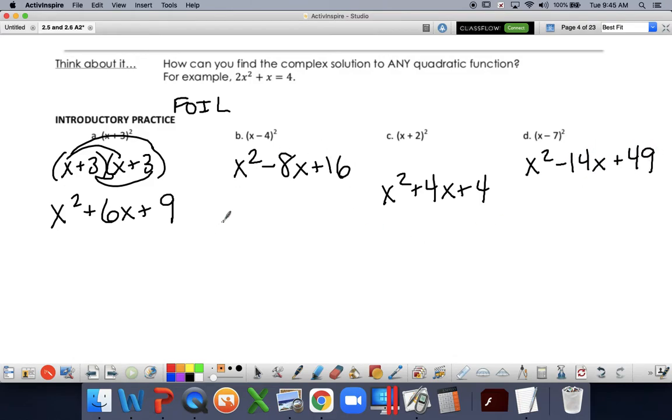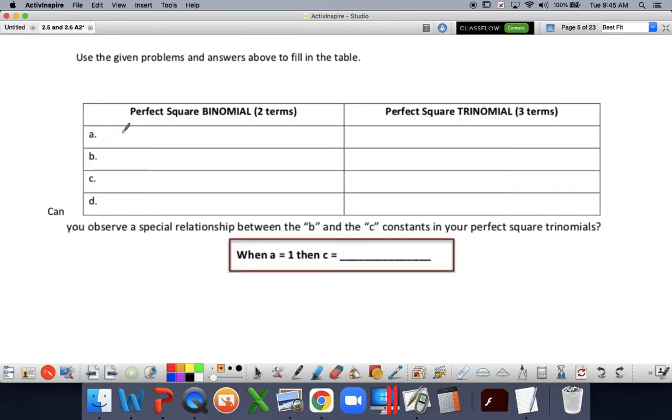I'm now going to fill out this information in the table below. So I'm going to write the perfect square binomial, which is kind of the question that we started with, and then what it looks like expanded out. So I'm just going to fill in that information from above into this table. What I'm doing is I'm hoping that we see a pattern.